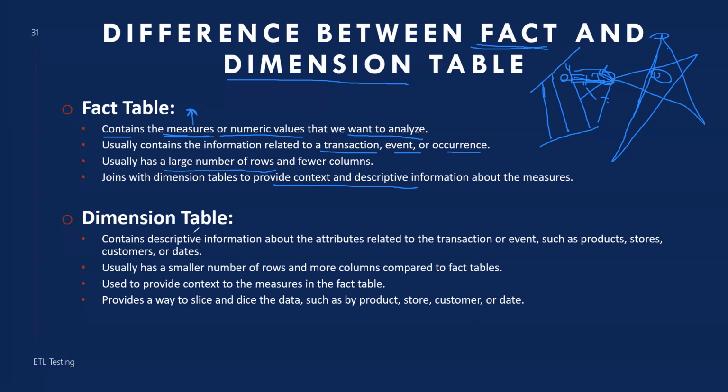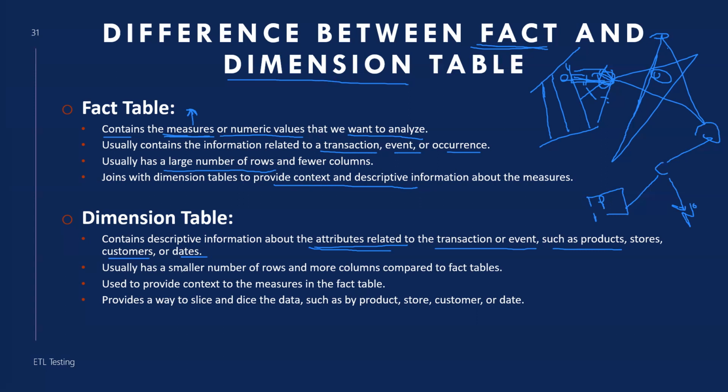When I say dimension tables, they contain some descriptive information about the attribute. When I say attribute, again, we are talking about the customer, right? Now for this customer you have the phone number of the customer, the name of the customer, the address of the customer. So these kinds of details you can get. These are called attributes related to the transaction or the event, such as the product, store, customer data, and dates.